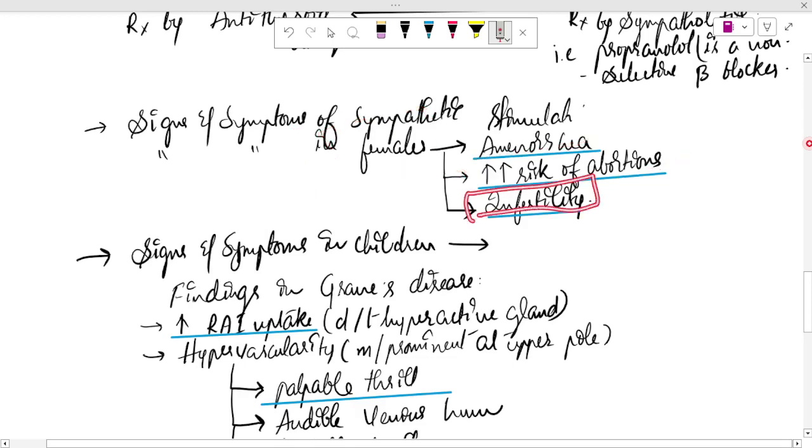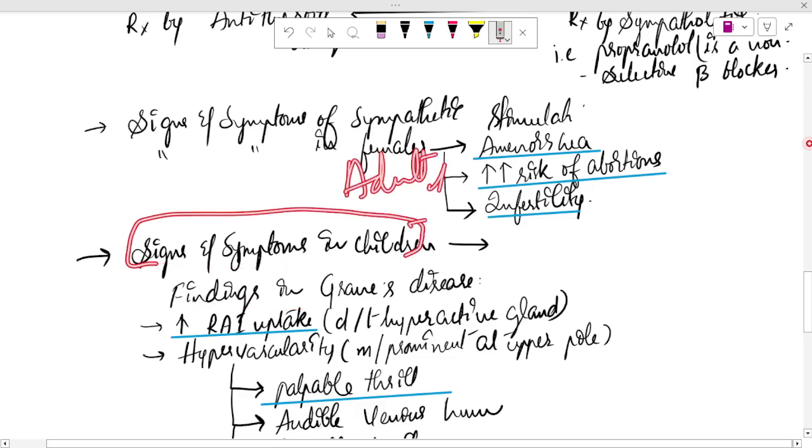And one more thing is infertility issues. Now, what are some of the findings in children? Signs and symptoms in children are almost the same as in adults. Nothing much big difference. So you can just read it in the book. Not much important.